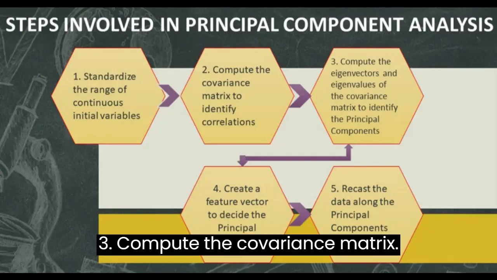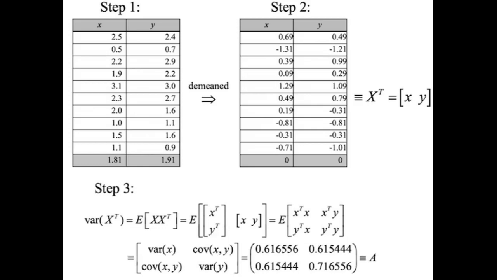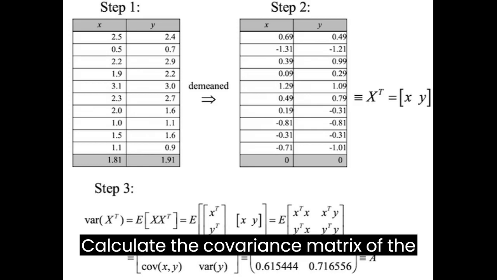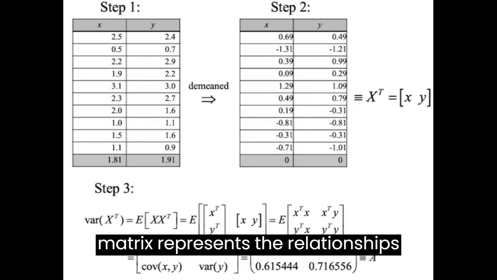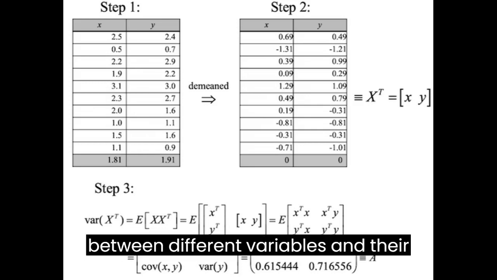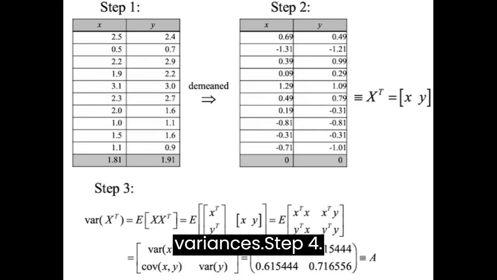Step 3. Compute the covariance matrix. Calculate the covariance matrix of the standardized data. The covariance matrix represents the relationships between different variables and their variances.